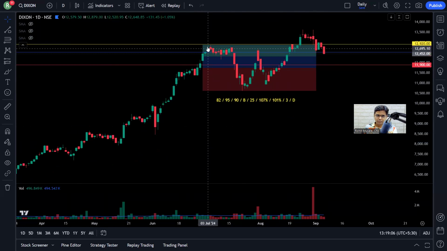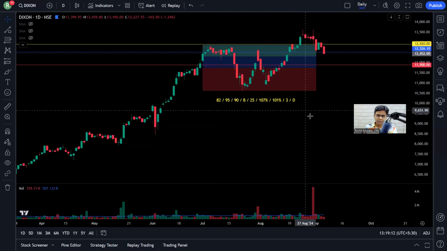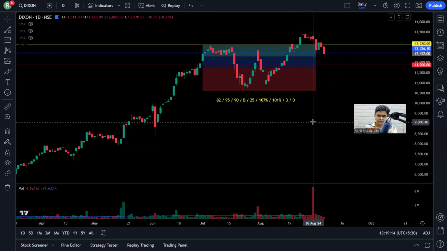Number two, the base started from here, from this green candle. So I start counting from this candle. I want minimum 10 candles in the base. 10 candles means minimum 2 weeks of consolidation. So here you comfortably have more than 10 candles in the base. That's another reason I decided to enter the stock.